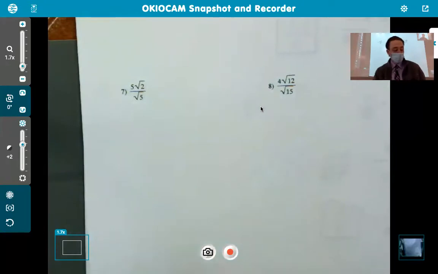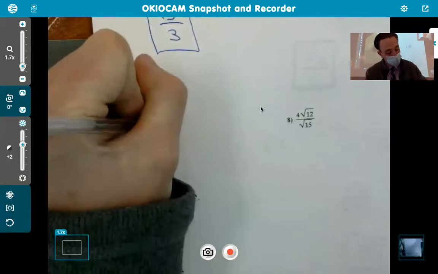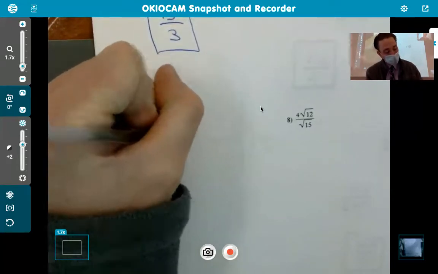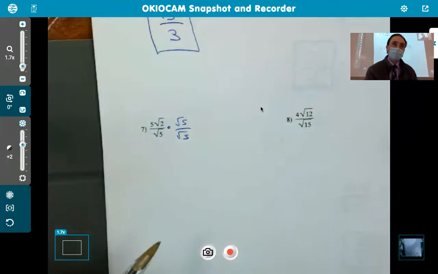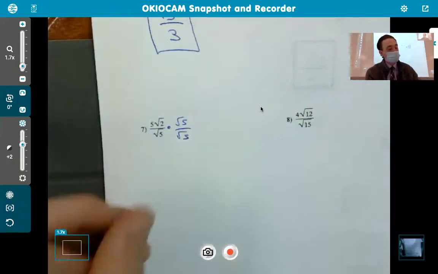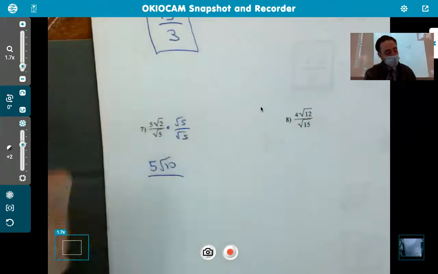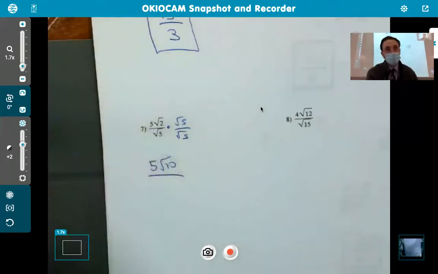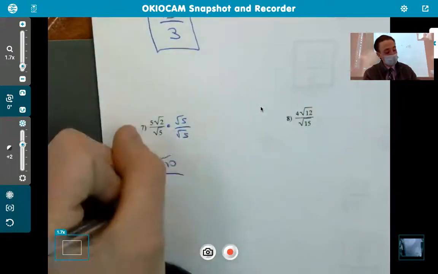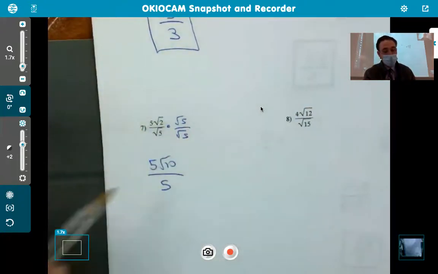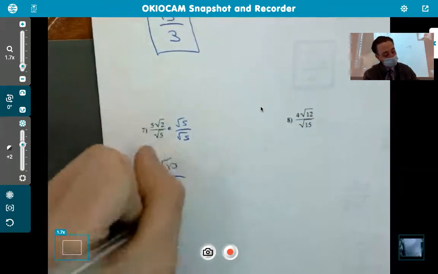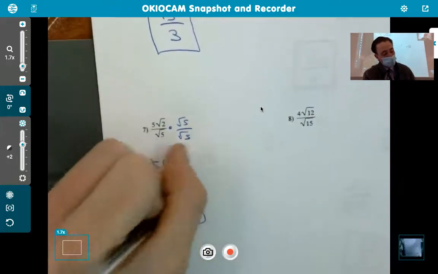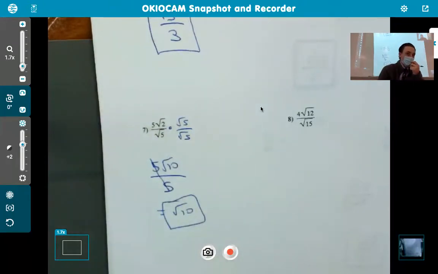So somebody tell me what I need to multiply the numerator and denominator by here. Root 5, good. When I do that, how does my numerator simplify? What does that become? 5 root 10. What about my denominator? What's root 5 times root 5? Root 25, which is just what? 5, right? And then what do I notice I can cancel in my numerator and denominator? The 5s. So I'm left with just root 10 for my final answer. Everybody good with those examples and everything that we've done up until this point?